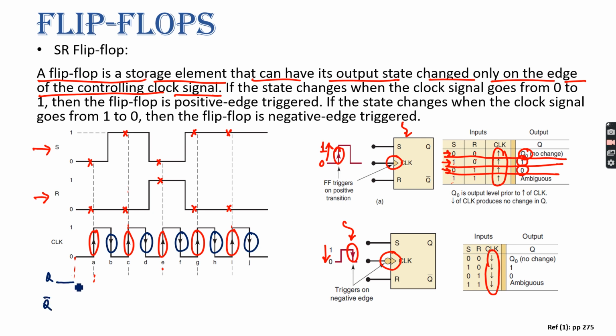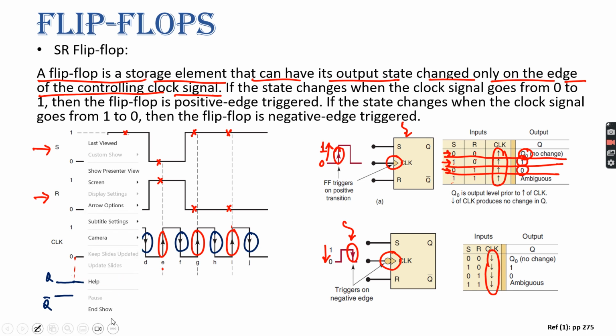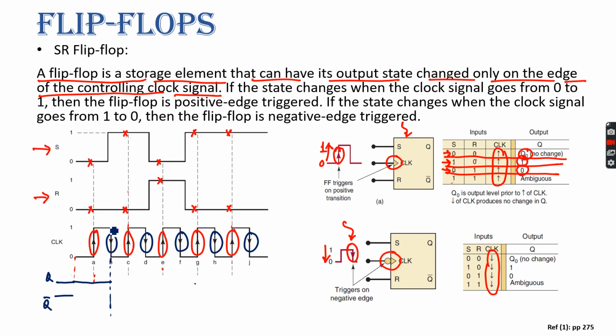So now if we take Q and Q bar, and consider Q to be 0 and Q bar to be 1, it will remain 0 unless it gets the first negative pulse. And whenever it gets the first negative pulse, what was the value of S and R just before this negative pulse? 0 0. So 0 0 gives you no change. So it will remain 0 until it gets the next negative pulse, and then it will become 1 and remain 1 until it gets the next negative pulse.